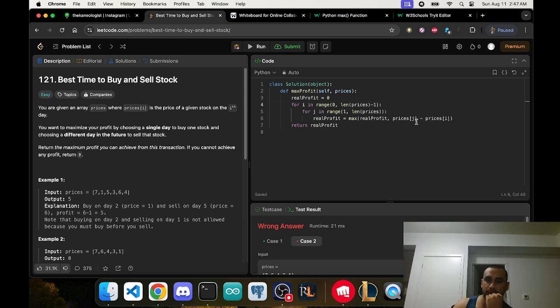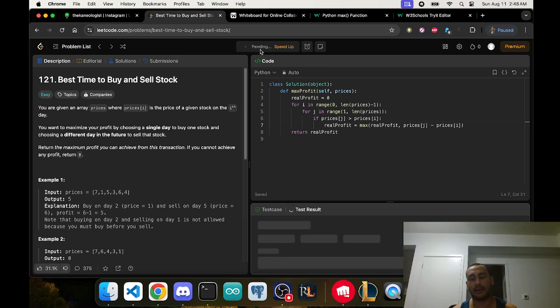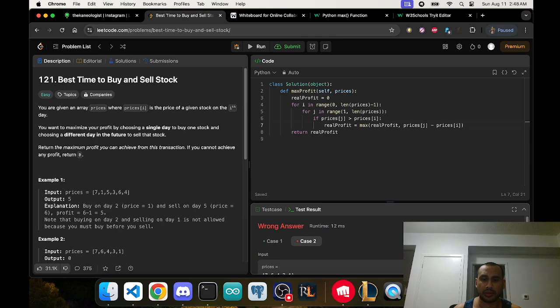What if I go if prices j is greater than prices i? I add an extra condition, that's my assumption, then we get it. That should return a 0. What is it returning now? 3? How's it returning 3? Where else is it returning stuff?